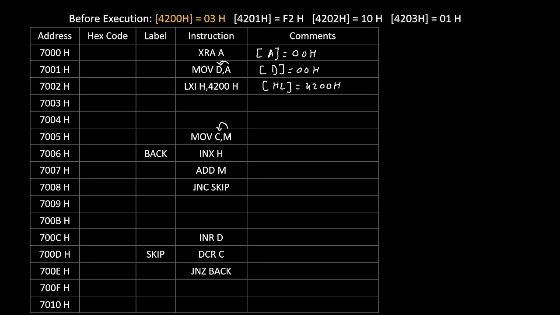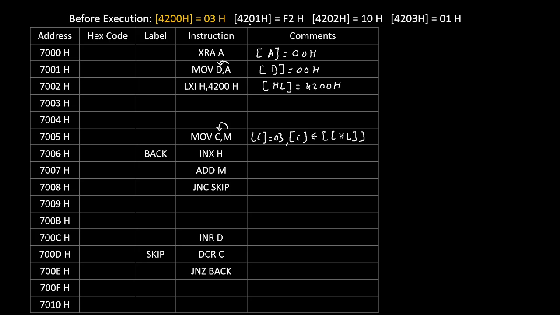Okay, M means memory. So here actually what is going to happen, the content of HL will get copied inside the C register. We want counter as 03. Now content of HL was 4200 and its content was 03. So 03 will get copied inside the C register, and because of this instruction our C register is going to be 03H. Now we got this answer 03 inside the C register.